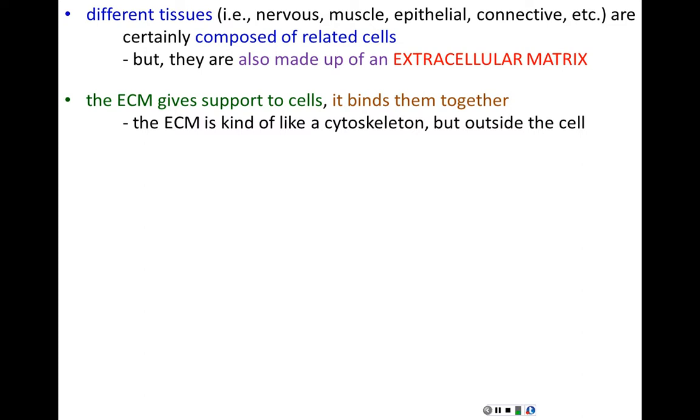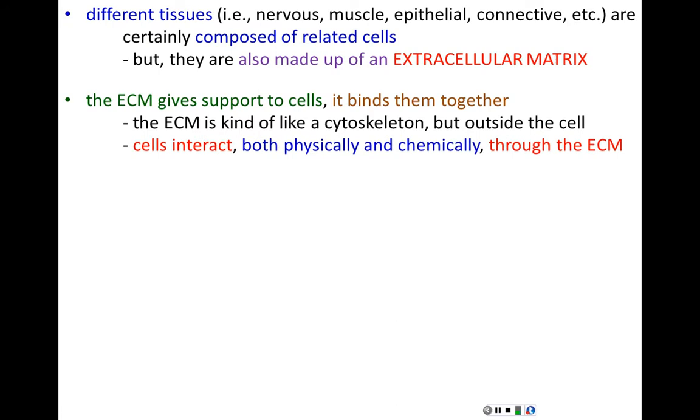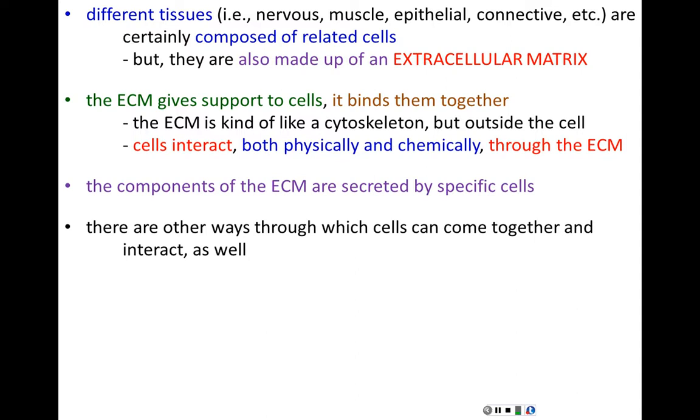Cells can interact with each other, physically be connected to one another, chemically get molecules to one another all through the ECM. The components of the ECM do come from cells. The proteins that make up the ECM are secreted proteins, secreted by specific cells. It's important to note that there are other ways cells can also come together and interact physically that are independent of the ECM. Cell junctions are an example of this.